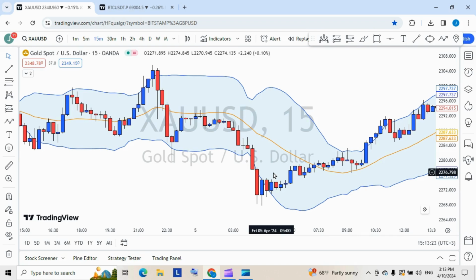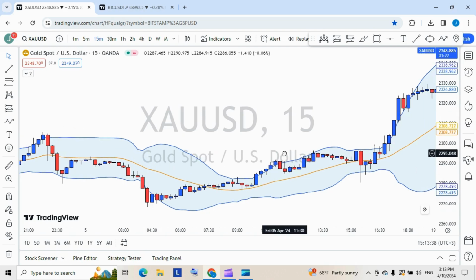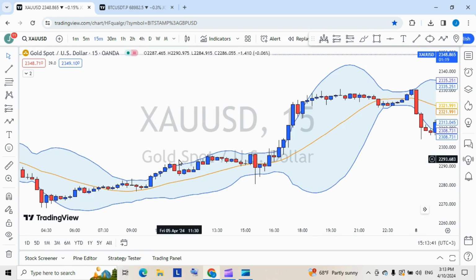Okay, and later what happened when you move here, you see candles start forming in the upper band, then you see the price starts moving up. So now, just like you are trading normal support and resistance, we have what we call a breakout.